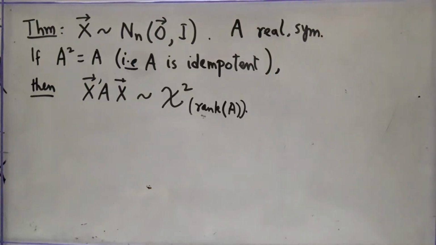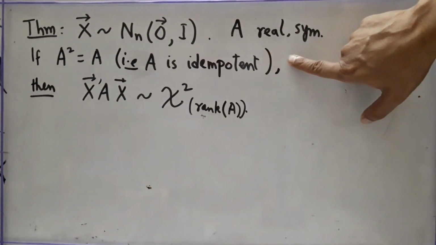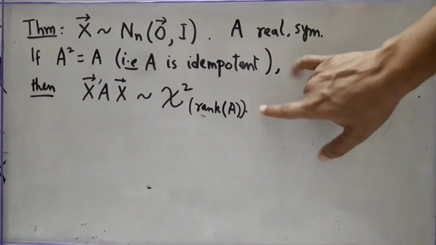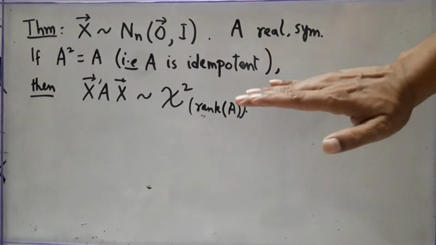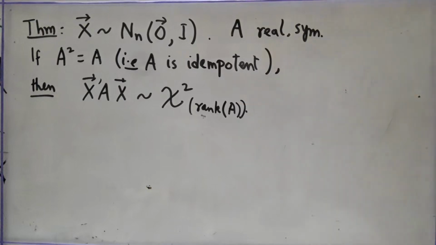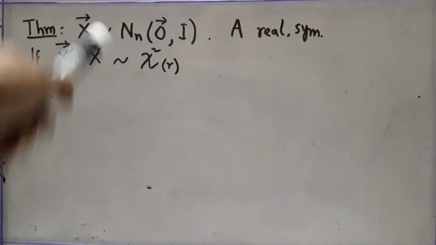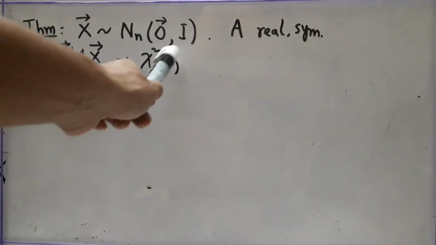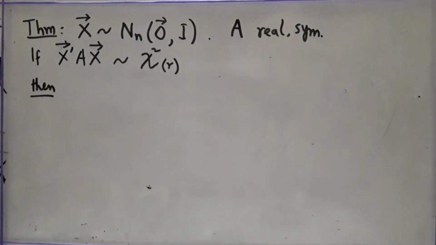We had this theorem. This was the background information, and if this was given, then we can conclude this. Now we are going to do the converse. This will be given and we want to conclude this. More specifically, I will take this up. If x prime Ax follows chi-square with some degrees of freedom r, in that case, we must have A idempotent and rank of A should equal that r.